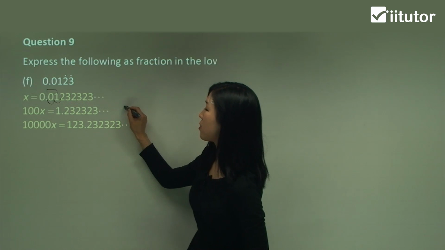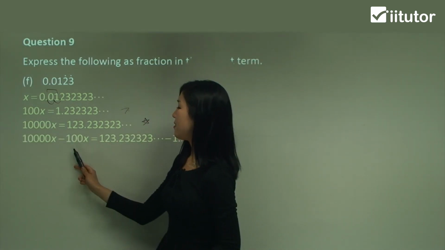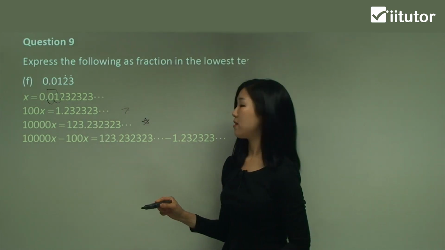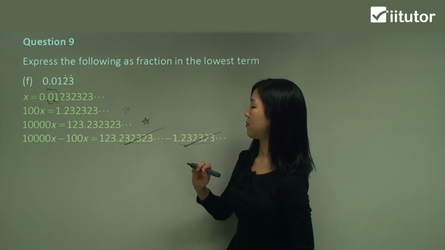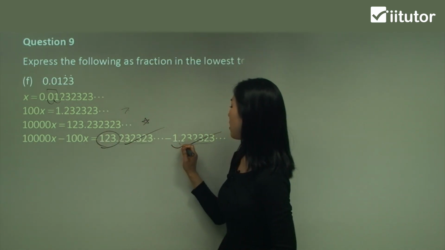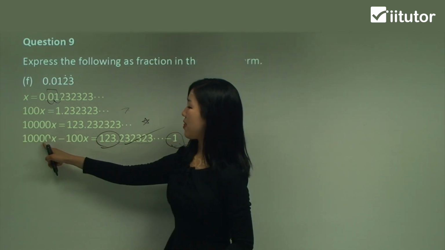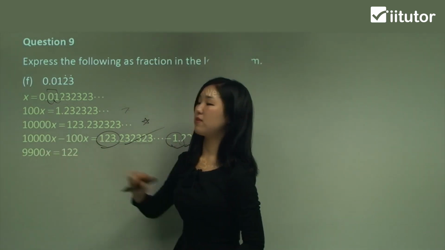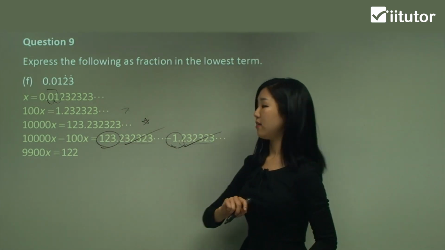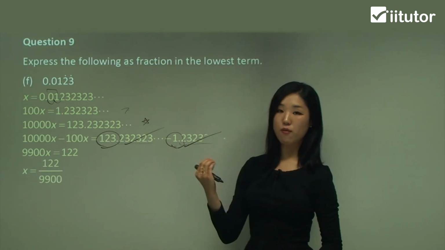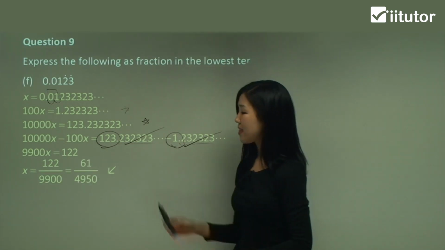So we're just going to work with these 2. So subtract them. So that minus that, and this minus this on the right. So because it's all the same after the decimal, cross it out. So we just have 123 and 1 on the left, on the right. So 10,000 minus 100 becomes something like that, and 123 minus 1 is 122. Just put it over each other so we can just solve for x and always simplify by a common factor. And that will be your answer.